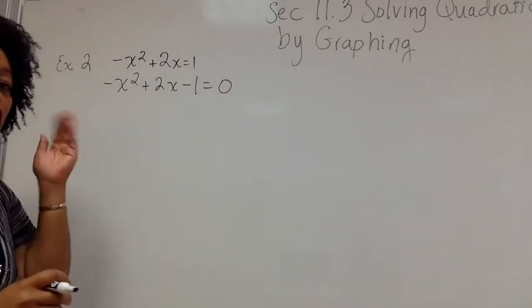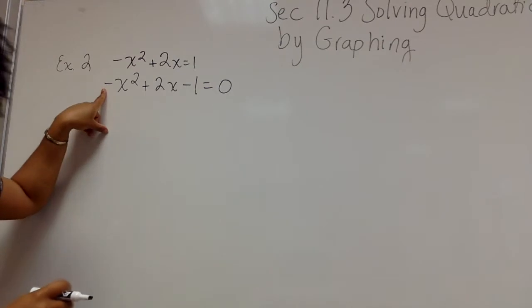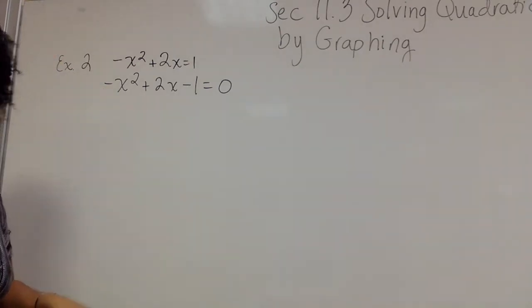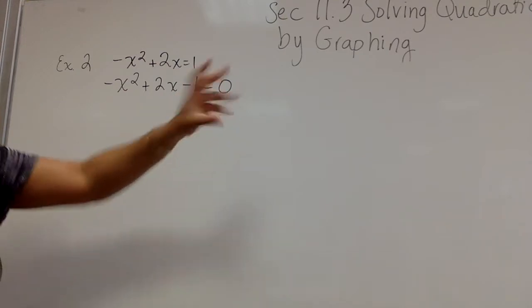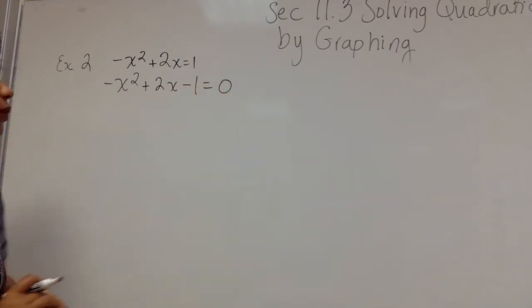Now, let's do a quick run through of what we've got. My a is negative 1, which means the parabola is going to turn down. My b is positive 2. My c is negative 1. So let's go ahead and start step 2.